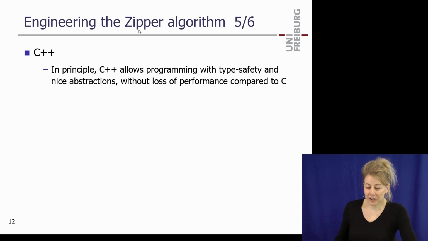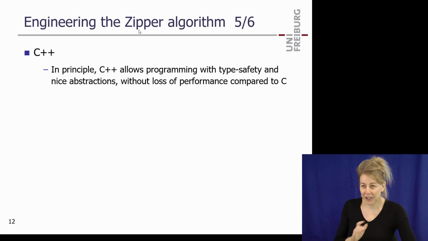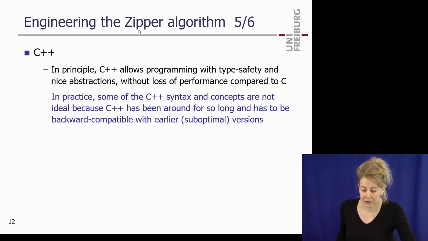Just why C++ is still a great language, in case you doubt that. We use a lot of C++ at our chair. C++ allows programming in a higher level language, with type safety and nice abstractions, but the goal of C++ is to do it in a way, unlike Java, that you don't lose any performance, zero performance, compared to writing code in C or even a lower level language.